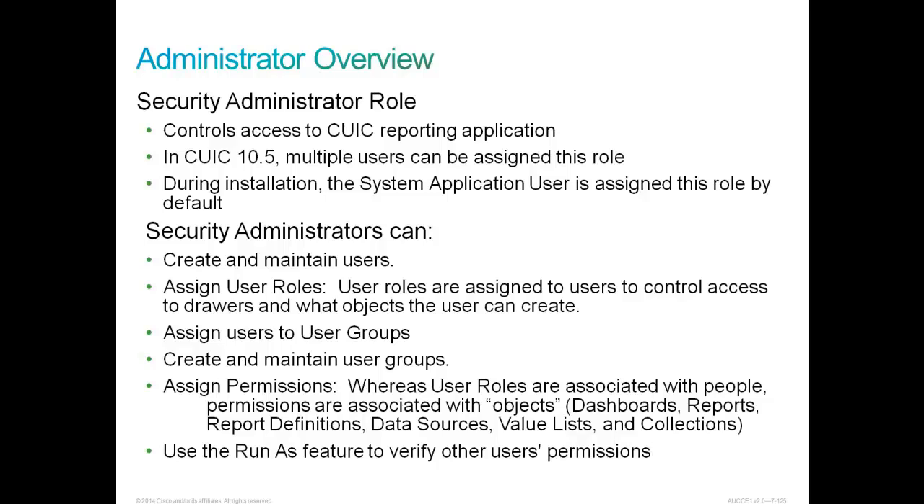Permissions are where user roles are associated with people. Permissions are also associated with objects. Dashboards, reports, report definitions, data sources, value lists, and collections are all objects. And the security administrator can use the run as feature to verify other users' permissions.